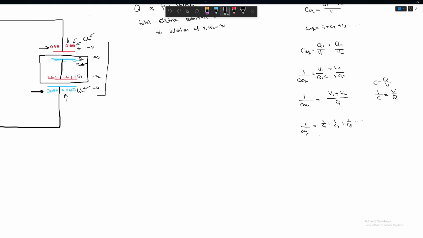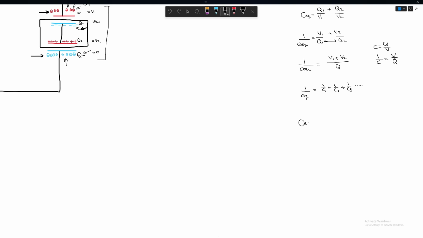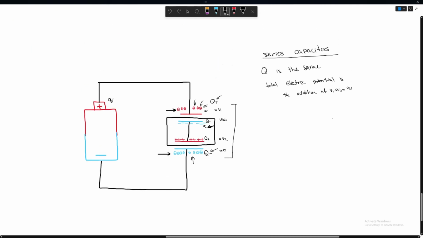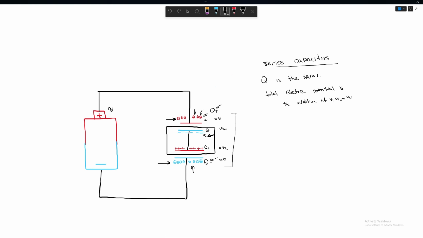But obviously, that looks ugly. So what we'll say is, you know what? CEQ equals 1 over C1 plus 1 over C2 plus 1 over C3 dot dot dot all to the negative 1. And that is your total C. All right. That's series and parallel covered for capacitors. And we have a little bit more for this unit before we wrap up.